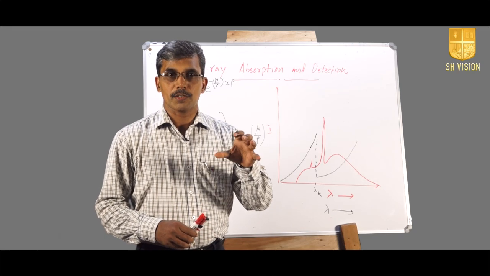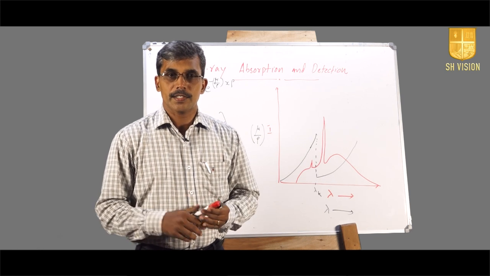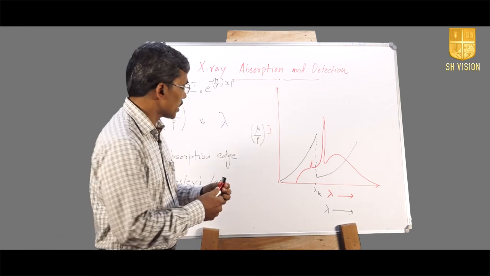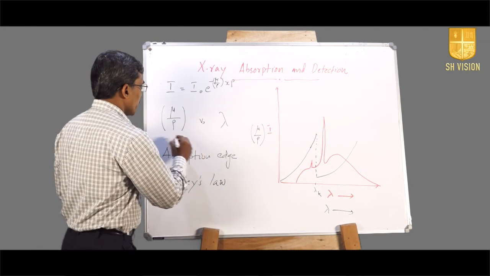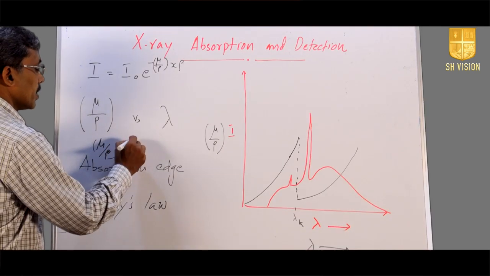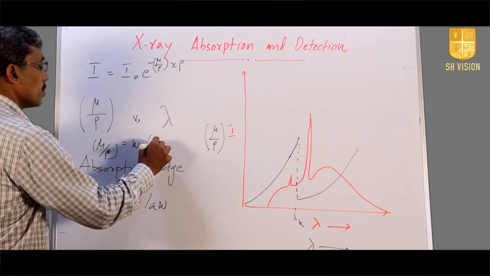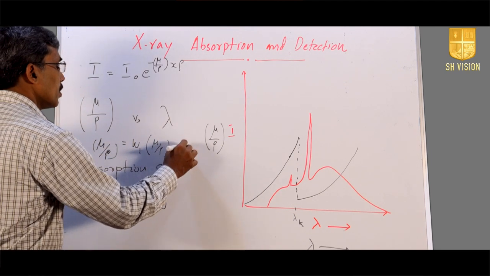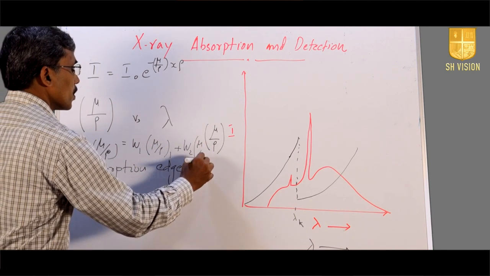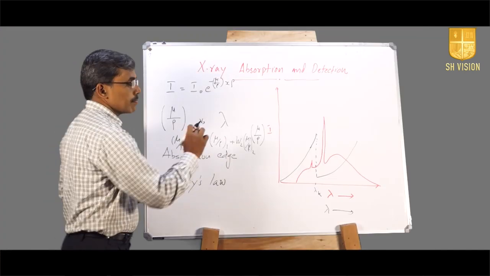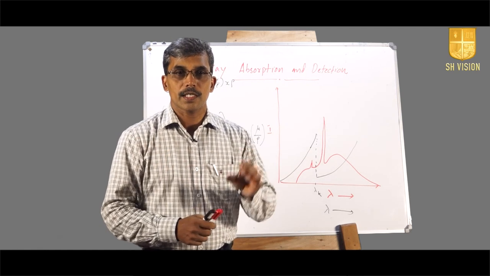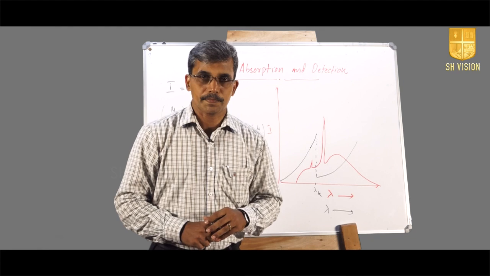So when X-ray is passing through a composition, maybe having different elements, in such a situation we have to think about the weighted average of the mass absorption coefficient. That is, we have to take μ/ρ as W1 × (μ/ρ)1 + W2 × (μ/ρ)2 etc., where W1, W2 etc. represent the weight fractions of the different elements or components in the composite.